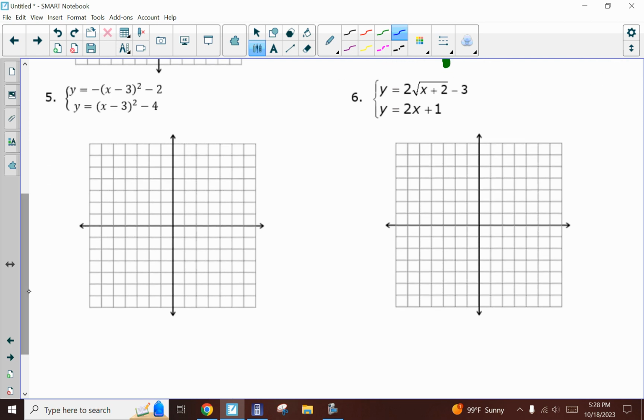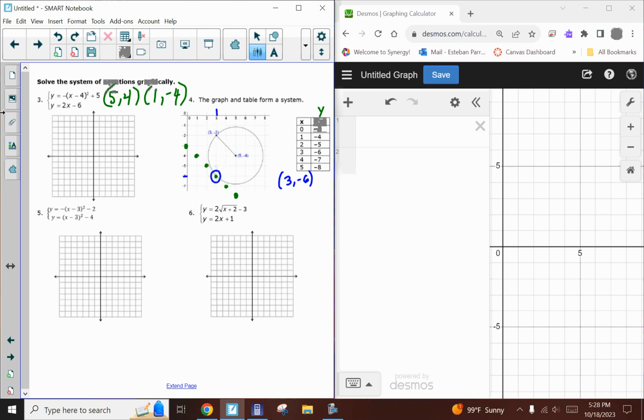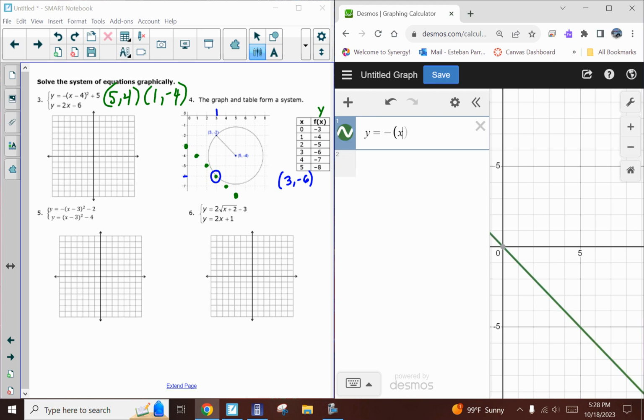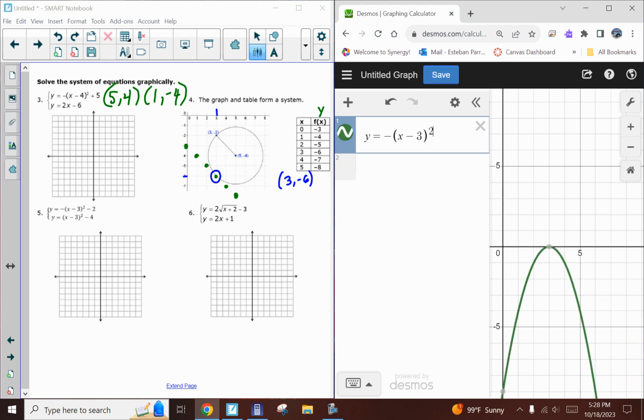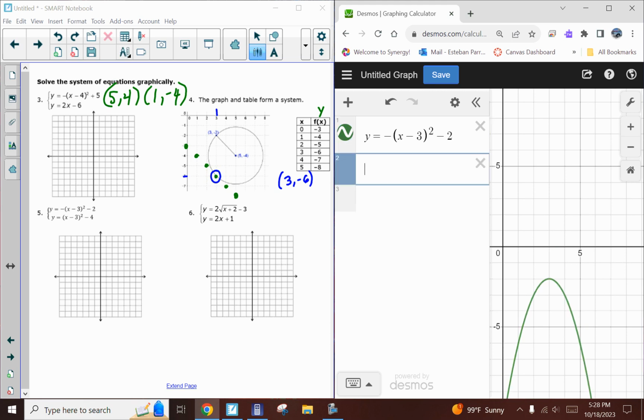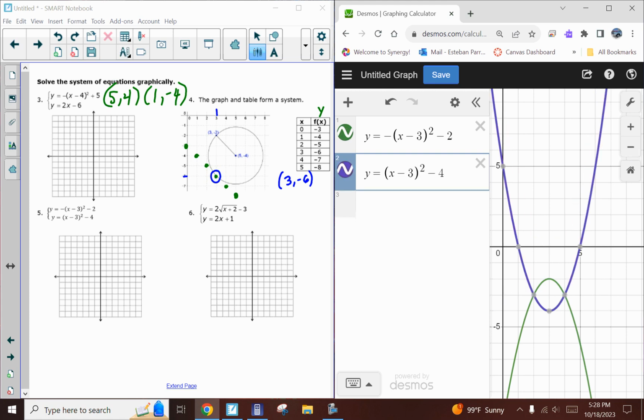Okay, next two. Again, we're going to go to Desmos for this. I expect you to draw it. I'm not going to transfer it over because I'm going to save some time on this video. First one is y equals negative (x minus 3) squared, and then minus 2. Second equation is going to be y equals (x minus 3) squared minus 4.